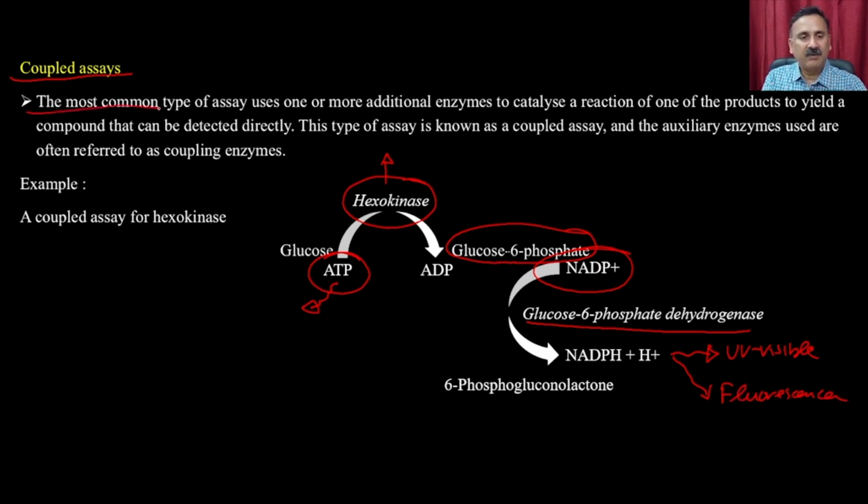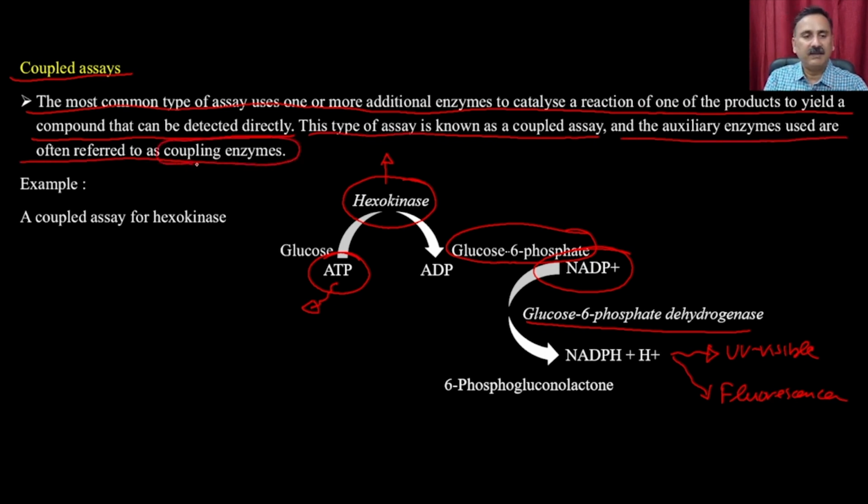The most common type of assay uses one or more additional enzymes to catalyze a reaction of one of the products to yield a compound that can be detected directly. This type of assay is known as a coupled assay, and the auxiliary enzyme used is often referred to as a coupling enzyme.